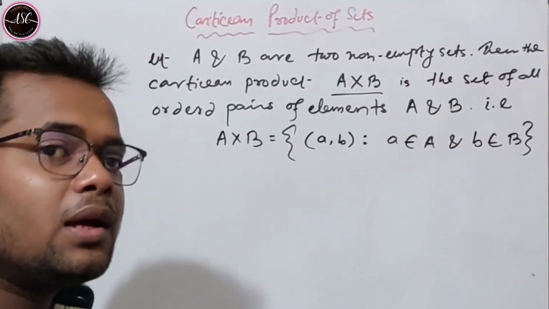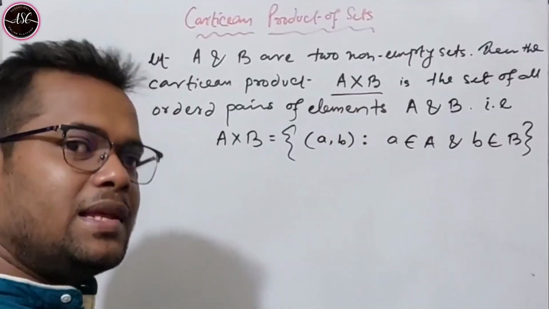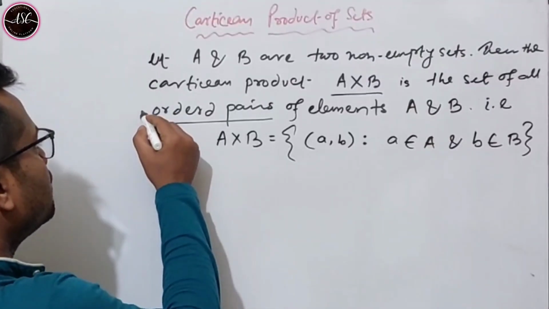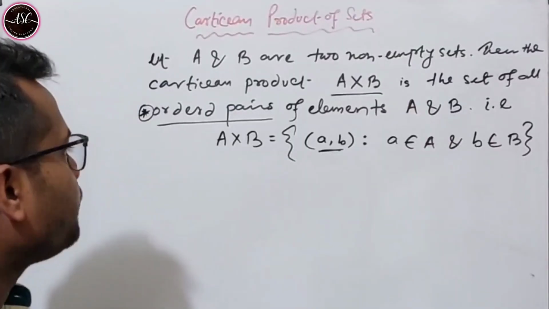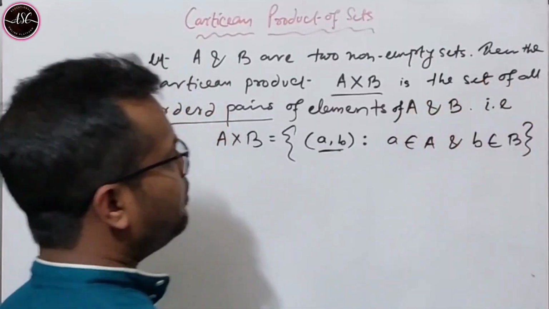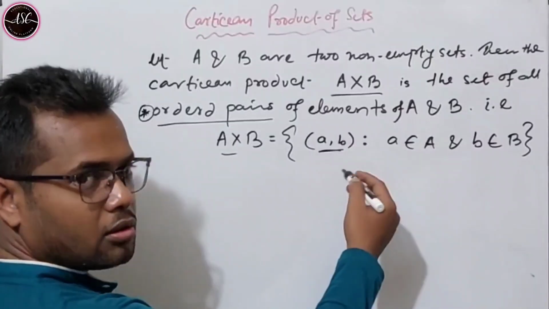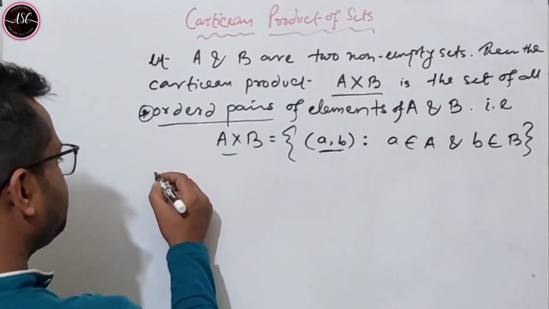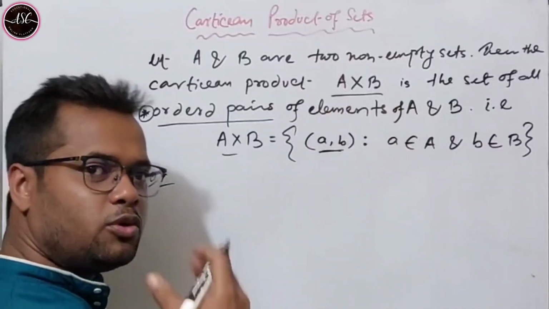Then the Cartesian product of A and B, denoted by A cross B, is the set of all ordered pairs of elements of A and B. Remember that this is an ordered pair. That is A cross B equal to (a, b) such that a belongs to A and b belongs to B. Okay, let's see an example. By this example, this concept will be clear.